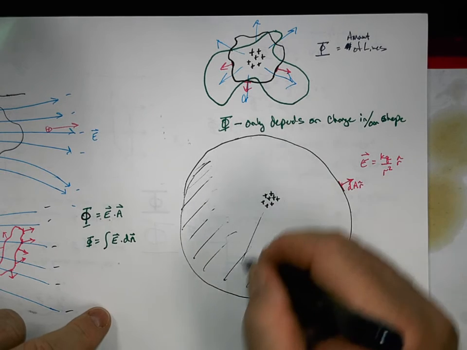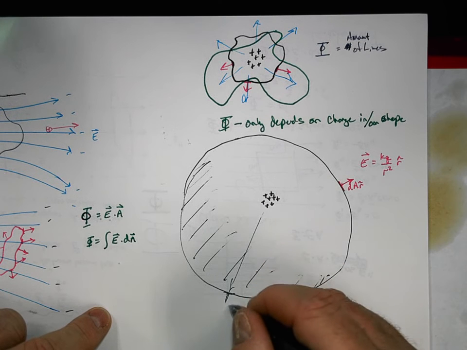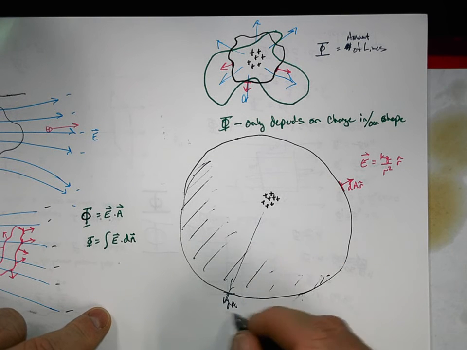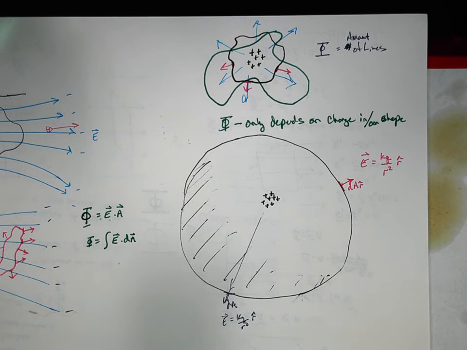If we come down here, here's our dA, and our E is going to equal kQ over r squared again, r hat. No matter where we are on the surface of the sphere, our dA and our field are always going to be in the same direction. Okay.